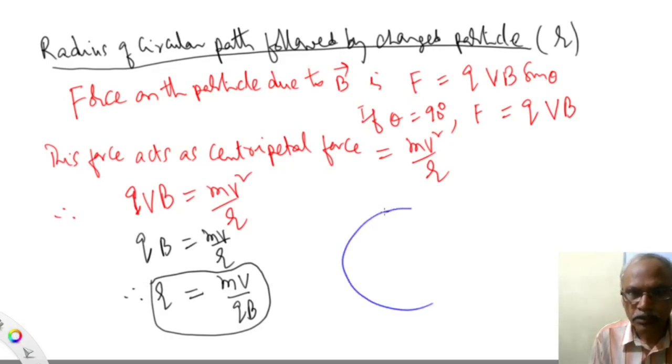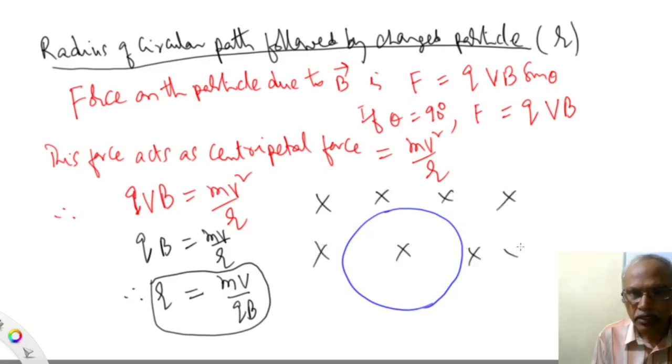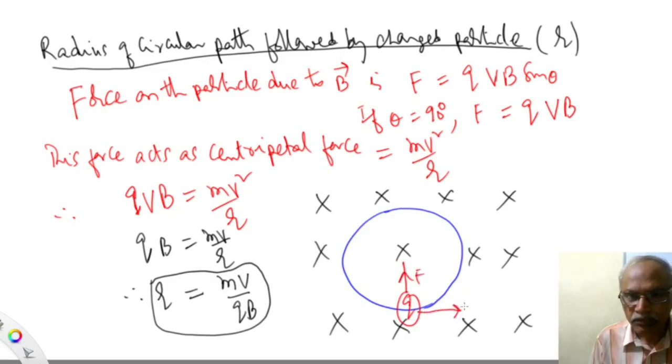I hope you are following. This is a circular path, and here is a magnetic field. Same diagram I'm drawing again. This is the magnetic field, and a charged particle enters in. Suppose this is a charged particle q. The force is towards the center, and velocity is along this side, v bar.